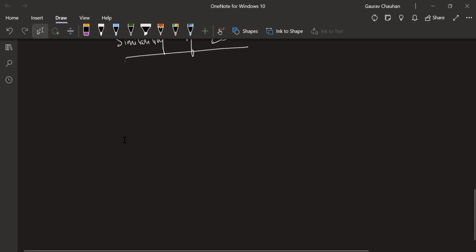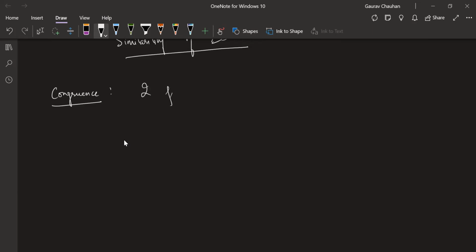For understanding similarity, I just want to refer to one concept which we already know, and that's congruence. The meaning of congruence is that if there are two shapes or two figures which can overlap exactly, which overlap exactly, they are said to be congruent.